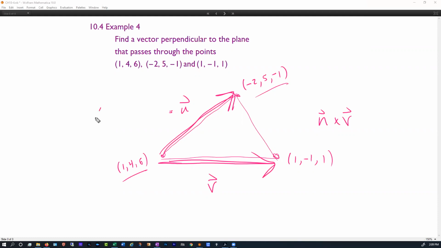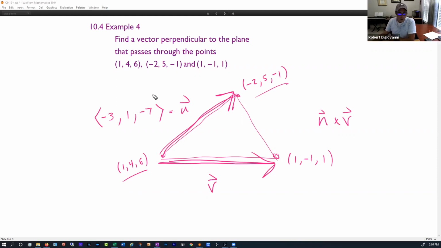Okay. So it would be -3, 1, and then -7. Good. The reason we did these minus these is because our vector starts here and ends here. So you always take the end point and subtract the start point.